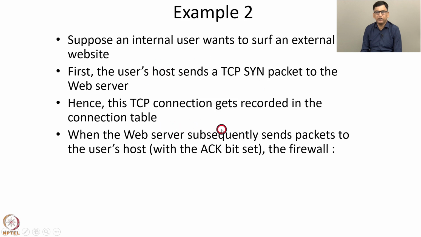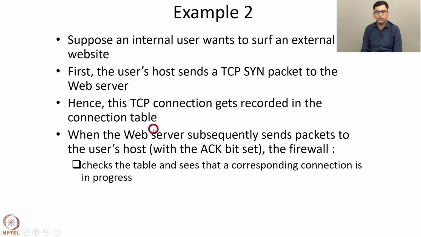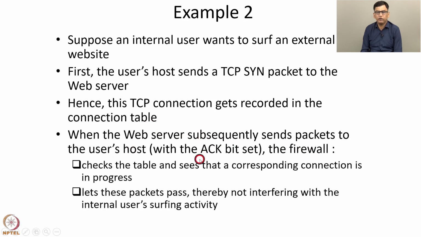When the web server subsequently sends packets to the user's host with the ACK bit set, those packets match the second row in the access control list. So the firewall checks the table and sees that a corresponding connection is in progress. Hence the firewall lets these packets pass, and does not interfere with the internal user's surfing activity. In this way, the packets are not blocked by the firewall, and this achieves our objective of letting internal users surf an external website successfully.